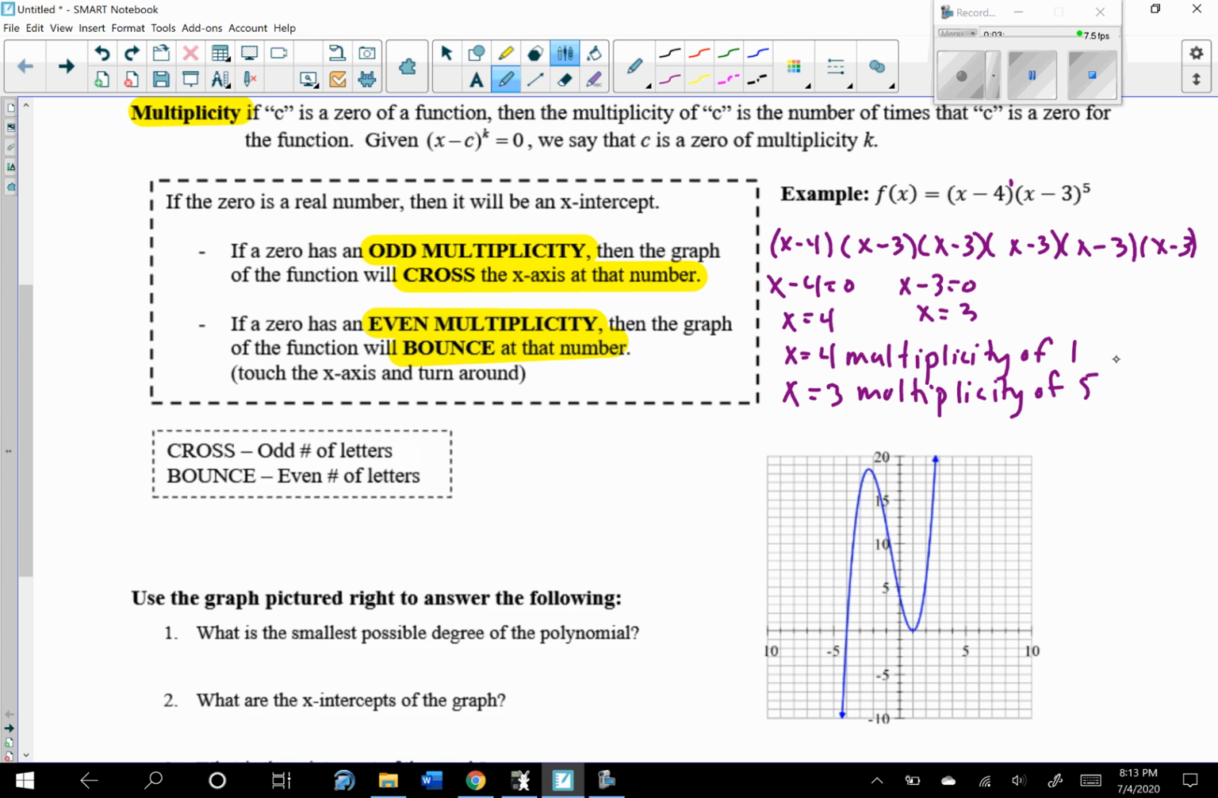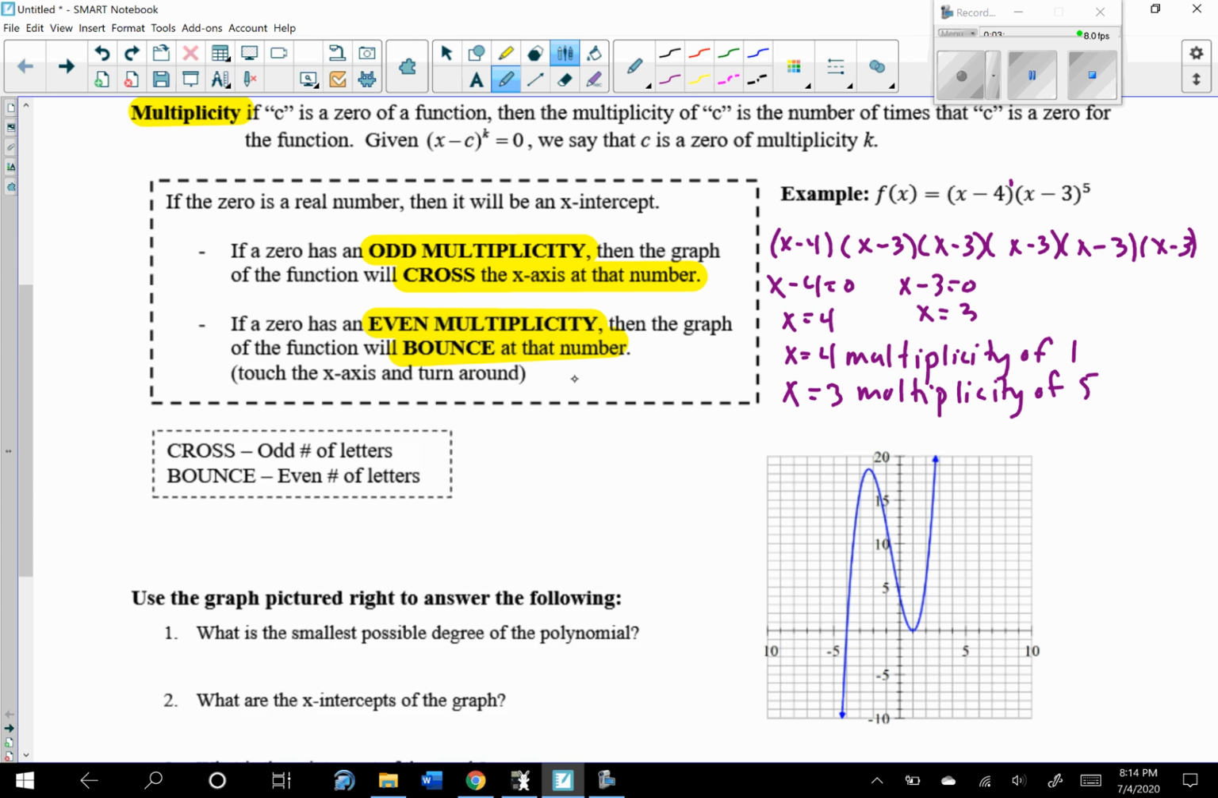If the 0 is a real number, then it will be an X-intercept. So that means that x equals 4 and x equals 3 would be X-intercepts on our graph, which we've talked about before. Solutions, roots, zeros all mean the same thing. If a 0 has an odd multiplicity, then the graph of the function will cross the x-axis at that number. If the 0 has an even multiplicity, then the graph of the function will bounce at that number. That means it touches the x-axis and turns around.